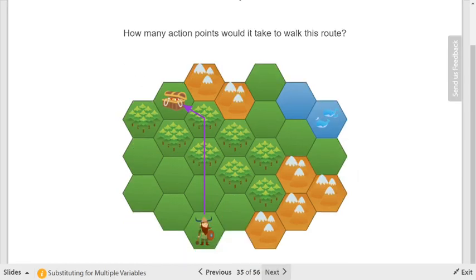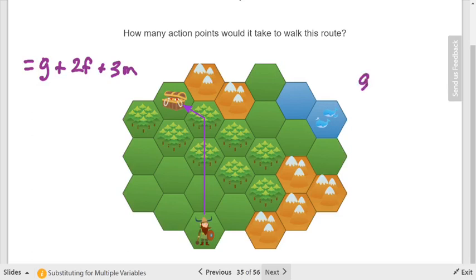Okay? So how many action points would it take to walk this route? So what we're going to do, remember that you have to know which tiles they are, right? So let's write down the formula again. It was G plus what? 2F plus 3M. Right?